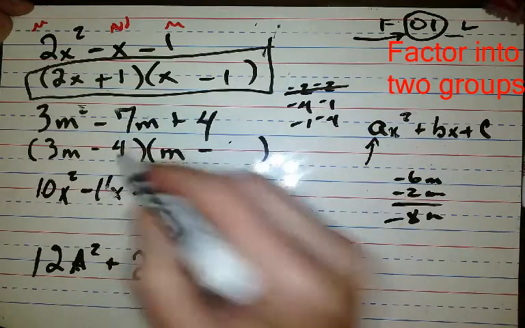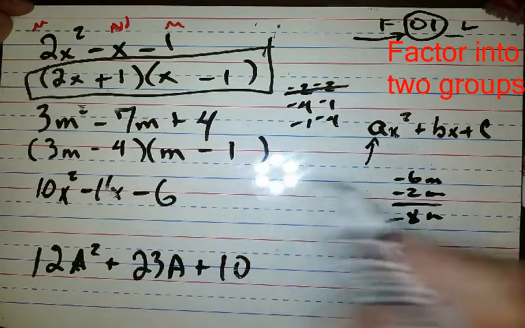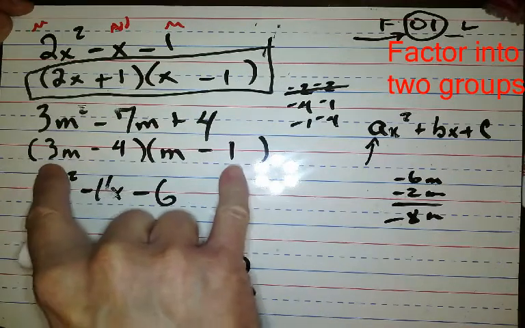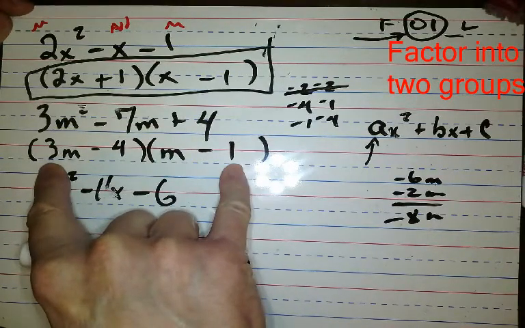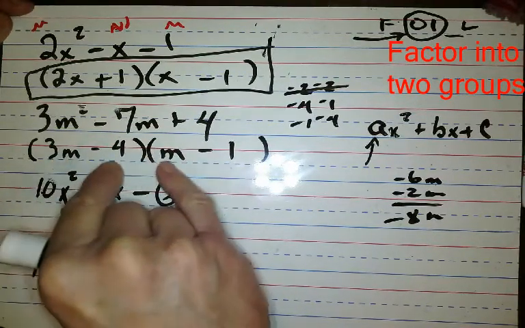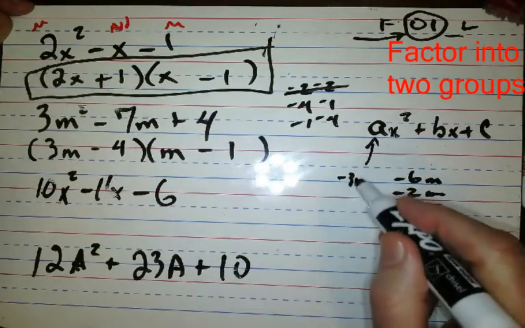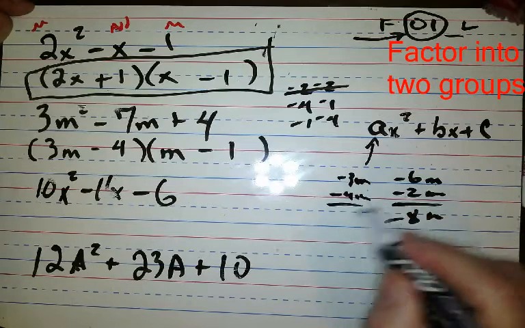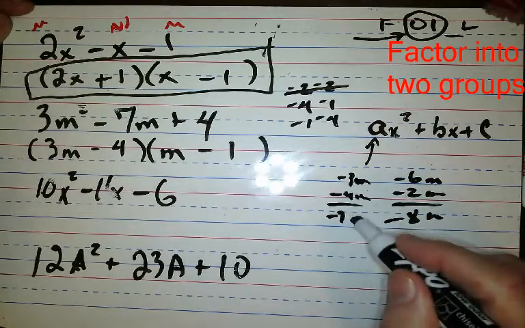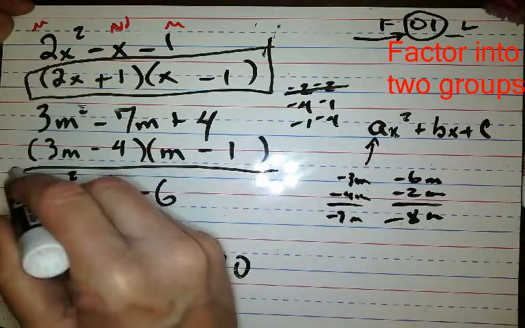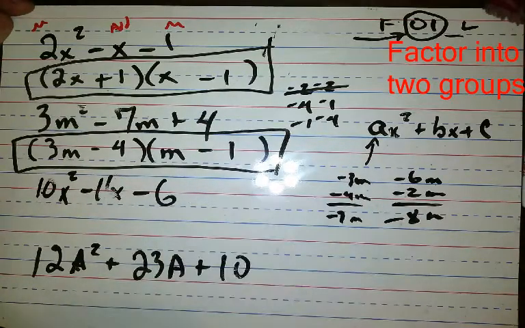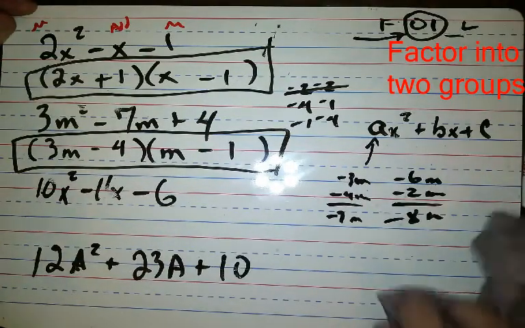So let's try the next one. Negative 4 and negative 1. Okay. When I do the outside, I get negative 3m. And when I do the inside, I get negative 4m. So, negative 3 and negative 4. Hey! Negative 7! Yay! So that means that is the choice.